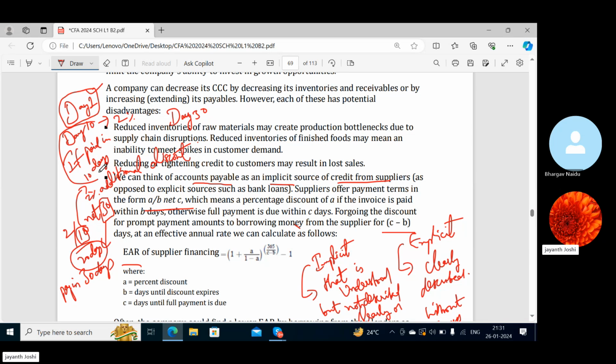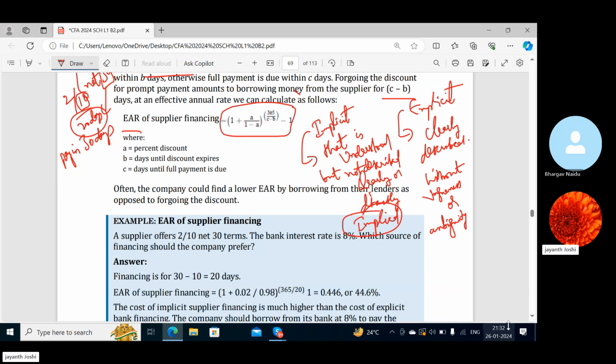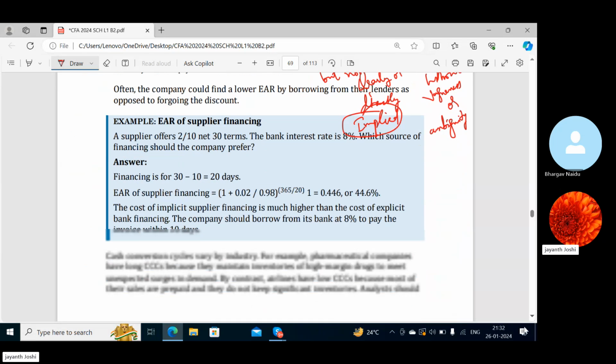Let's see the practical example which is given, which will help us understand it in a better way. So foregoing the discount for prompt payment amounts to borrowing money from the supplier for these 20 days at an effective annual rate. We can calculate as follows. This is the formula for the effective annual rate. Don't go for any derivation. No need. The CFA Institute doesn't require you to derive formulas. Just remember it. Certain exams like ACCA give the formulas also, because today the formulas are all being handled by computers.